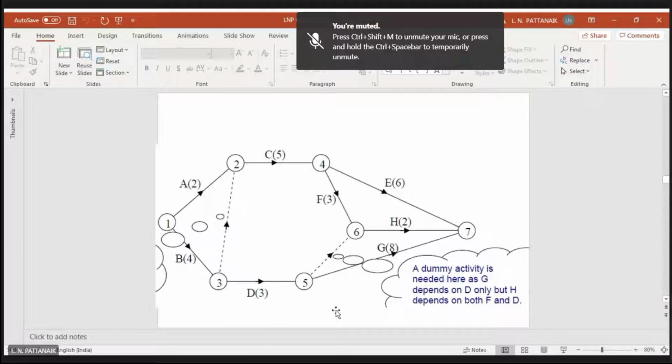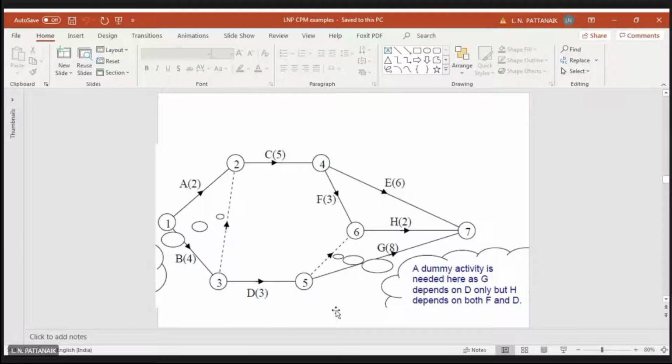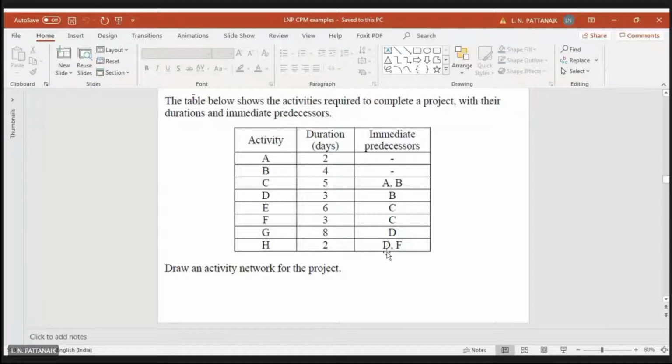The rest of the things you can check. D is following B. Yes, it is happening. B is a predecessor of D. Yes, it is happening. And both E and F are following activity C, so at node 4, it is happening. Similarly, you need another dummy activity such that H is following D, right? H is following D and F.